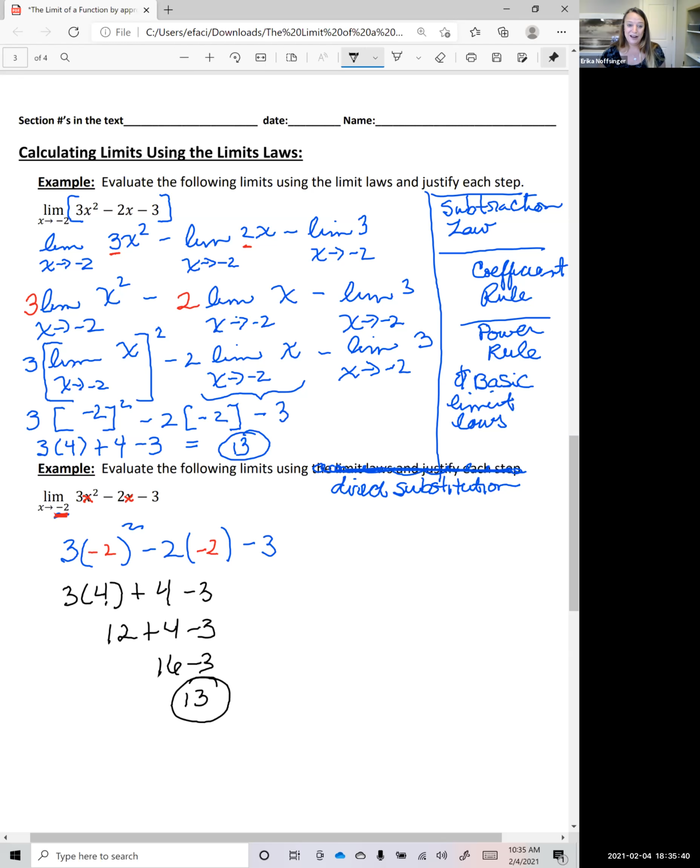So definitely direct substitution is the way to go. Hopefully it falls out and gives you a number like that. If not, if we get an indeterminate form, we're going to have to sit there and manipulate it, and I'll give you those tricks.